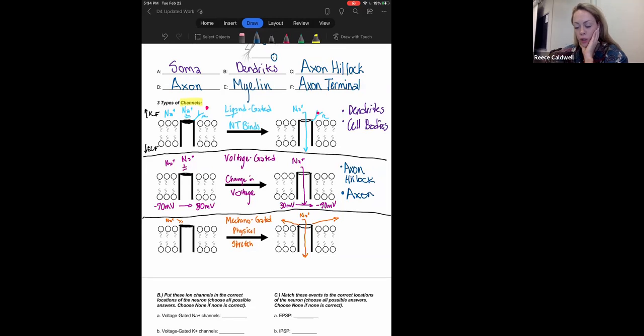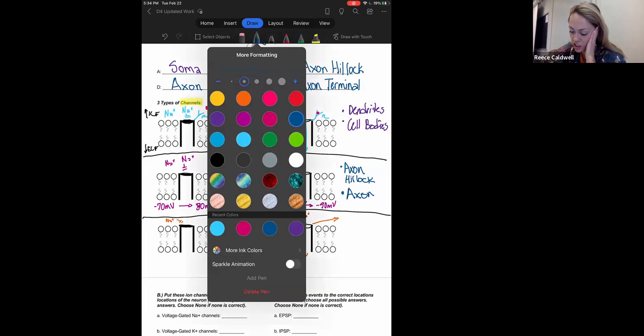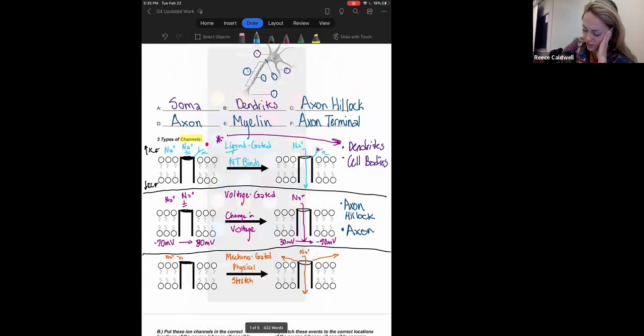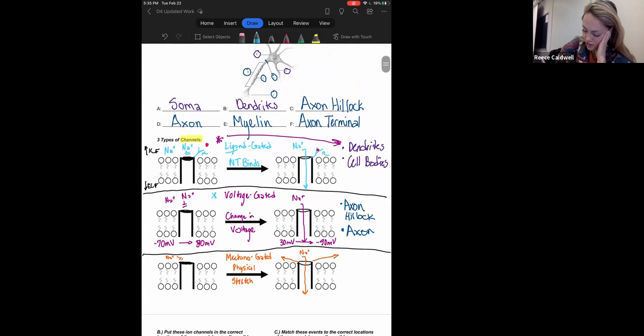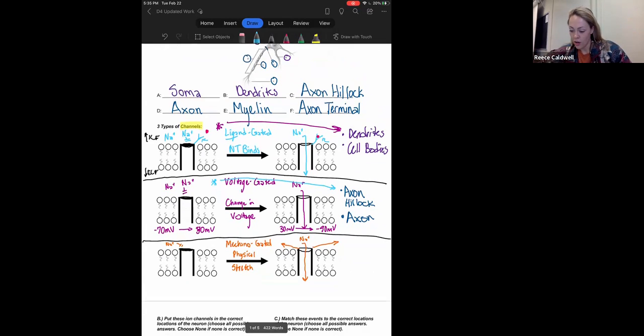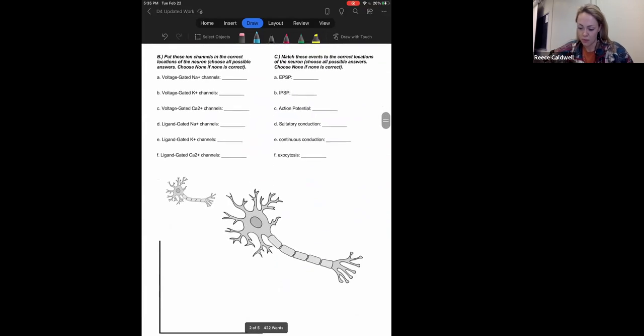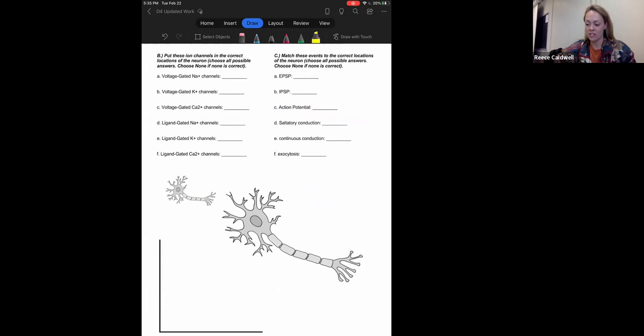Sorry, my color coding's off. So I made a small color coding mistake. I did want to color code the ligand-gated channels in this color, and then the voltage-gated channels in this color to go along with that. If you want to change your colors, go ahead and do that. I'm sorry about that. All right, so now that we have this information, let's move to the next page where we will answer these two sets of questions.